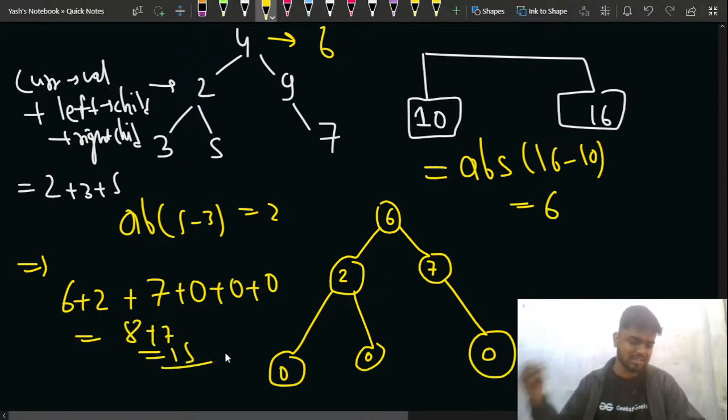So the total tilt for this case is 15. Is this much part clear to everyone? Just quickly let me know in the chat if this part is clear to everyone. Only then I can consider moving ahead.